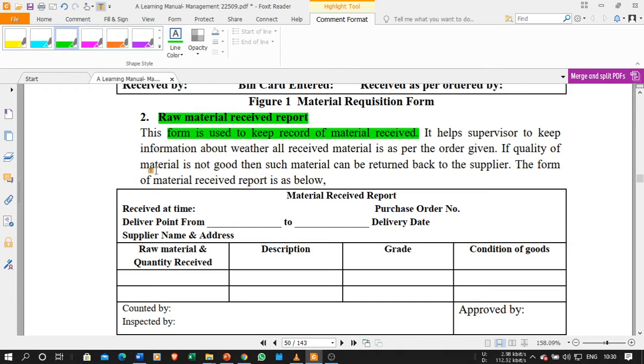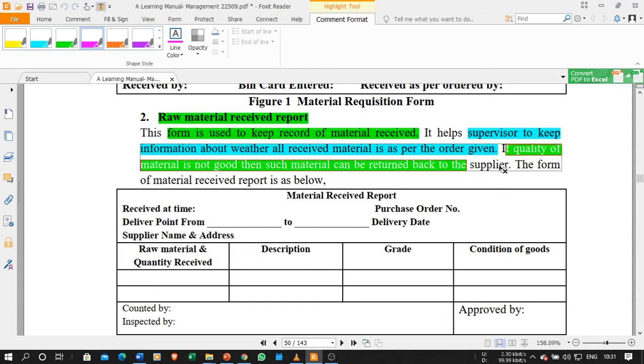It helps supervisor to keep the information about whether all the received material is as per the order given. Okay, so with this one he will check whatever the order which is given by the supervisor and the material is available in the market is same as per the requirement or not. If the quantity of material is not good, then such material can be returned back to the supplier. Okay, and if the material is not as per the requirement, then he can return that material. Just like nowadays most of the students are going to purchase from Amazon, Flipkart, all these websites.